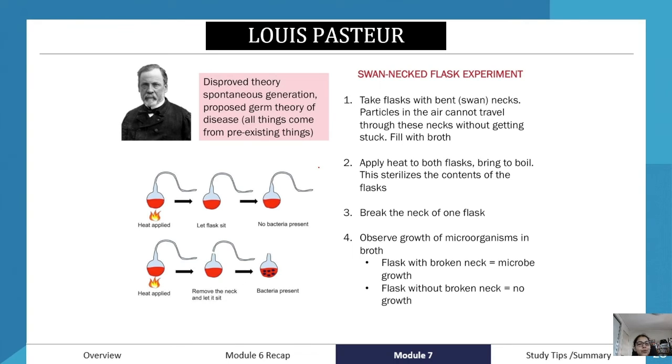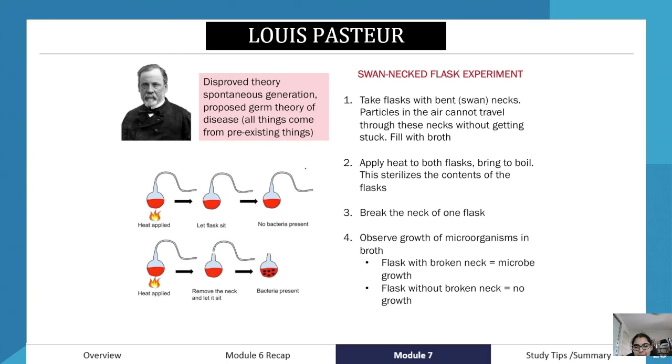But he said, no, it is happening because it's coming from something that's pre-existing and that has contact with whatever it is that is being infected. And he shows that through his swan-necked flask experiment. So what he did is he took flasks with bent swan necks, and with the swan-necked glass, the particles in the air cannot travel through these necks without getting stuck.